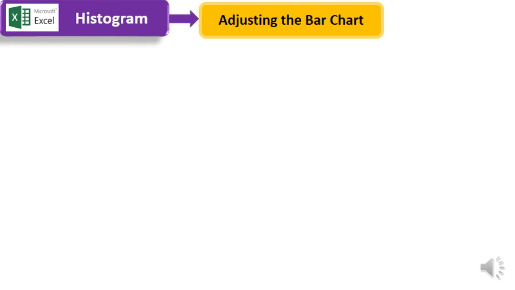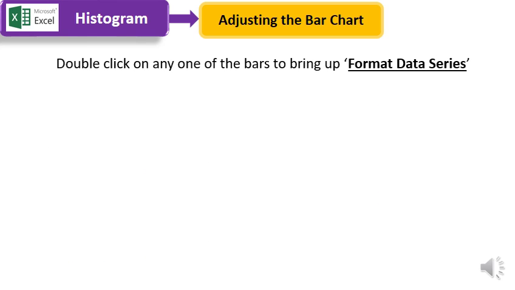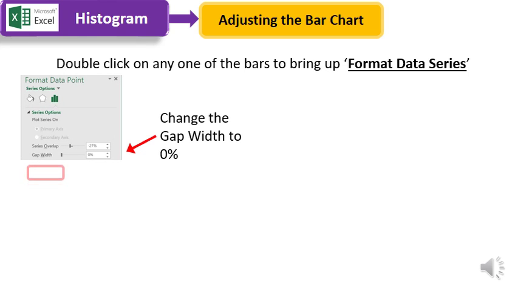So let's adjust this bar chart. We're going to double click on any of the bars, and on the right hand side of the screen you'll get a pop-up called Format Data Series, and there you're going to get the option to change the gap width, and you reduce the gap width to 0%. So now the bars are going to be touching one another.